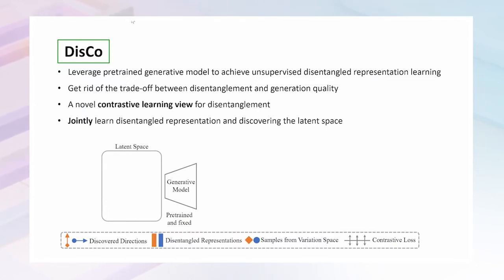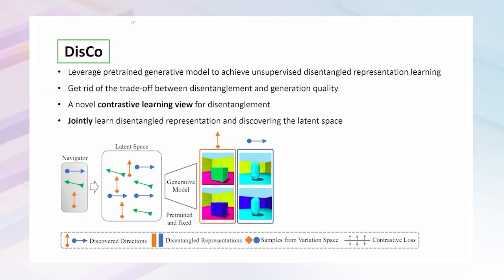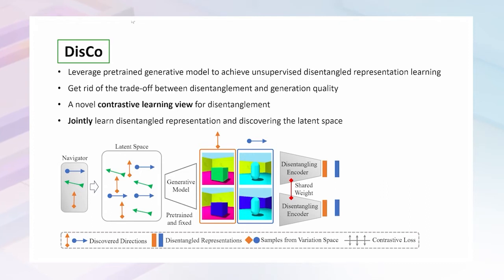Here is the framework of DISCO. Given a pre-trained generative model, we fix it. Then we use the navigator to discover the directions in the latent space as the factors to generate image variations between the image pairs. Then we use the disentangling encoder to extract the representation from the image pairs.